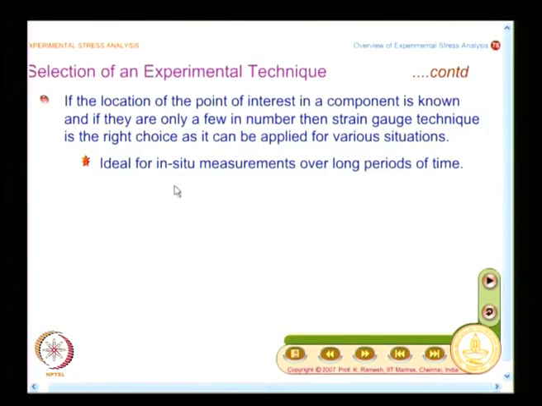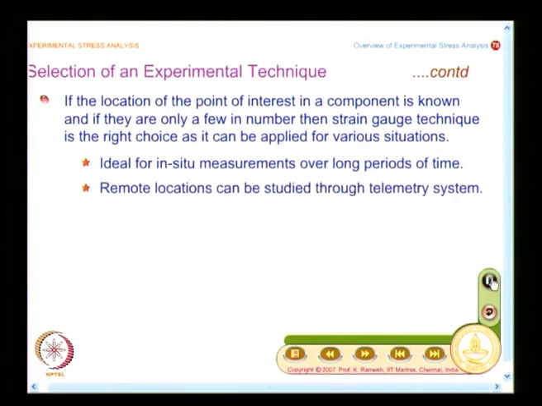The beauty of strain gauges is they are ideal for in situ measurements over long periods of time. Suppose I want to monitor what happens in a bridge, I could do it as a function of time. And remote locations, that is what I said. Suppose I want to find out what happens on the top of a TV tower, because you have wind loads and you want your tower to be safe, and you want to find out some measurements there. I can have telemetry to do this.